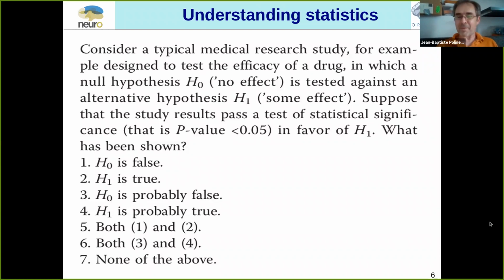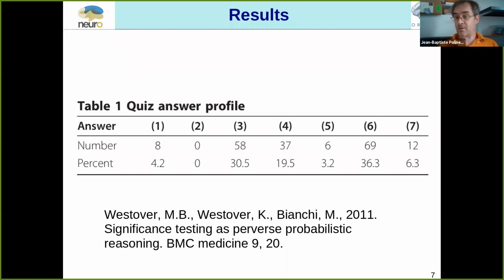My bet, and hopefully I'm wrong, is that a number of you will have answered 6, probably. 6 would be: okay, there's a p-value less than 0.05, so probably H0 is false, and probably H1 is true. But the problem is that that's what medical students answer.